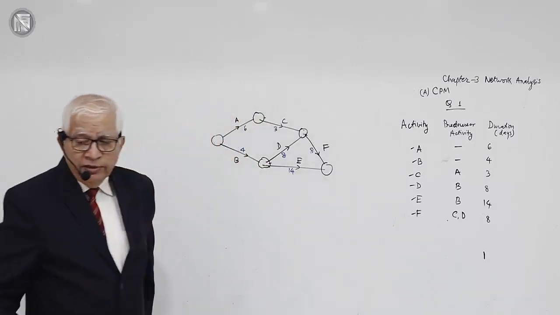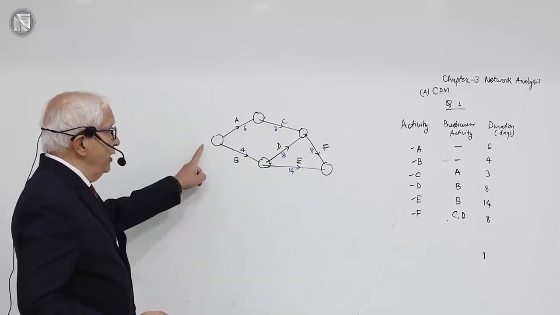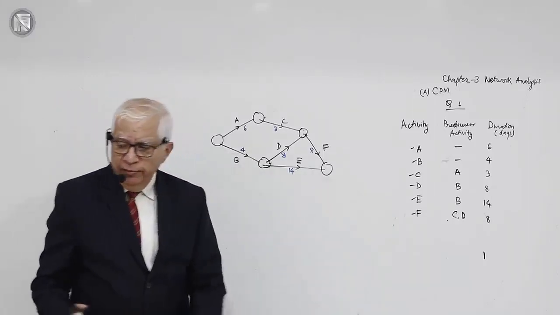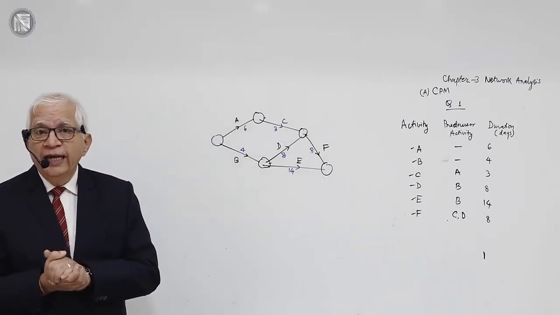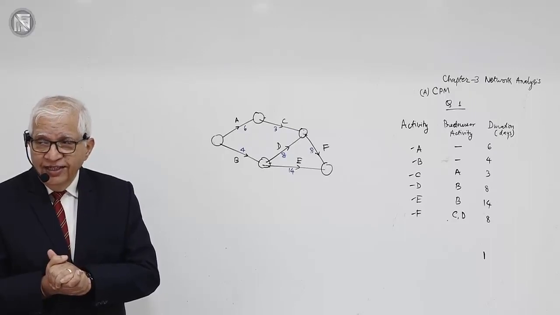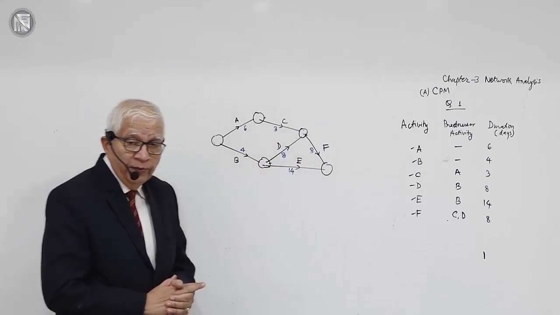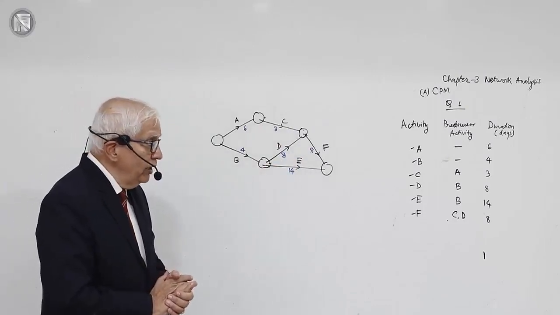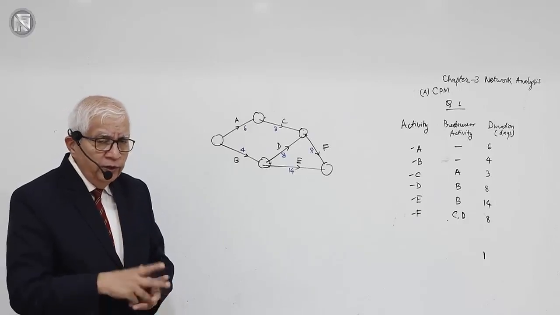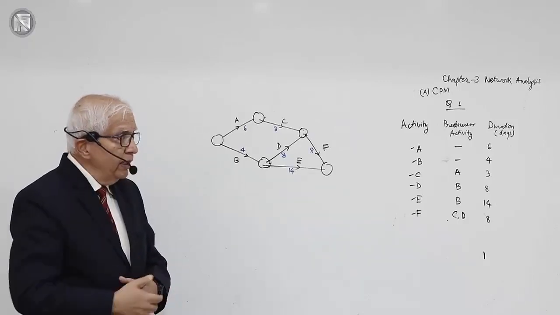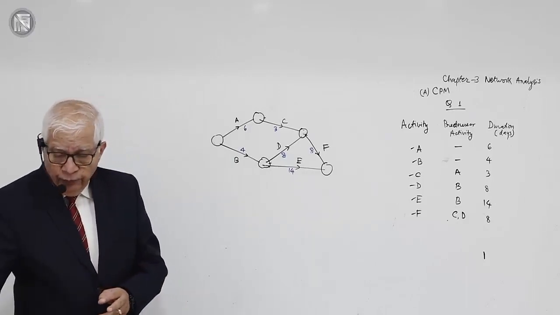So if the numbers are going to be 1 to 5, I can visualize only one thing, that this is going to be event number 1 and this is going to be event number 5. That's all that I know. I do not know about 2, 3 and 4. I do not know whether this is 2 or this is 2. I do not know right now. We'll find out a way how to number the events. How to number the events? There is a specific rule for that which we will follow. But before that, I have drawn the network diagram, and from this network diagram, I understand a few things.